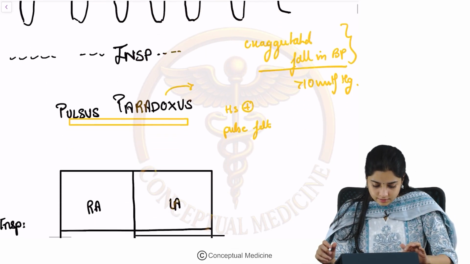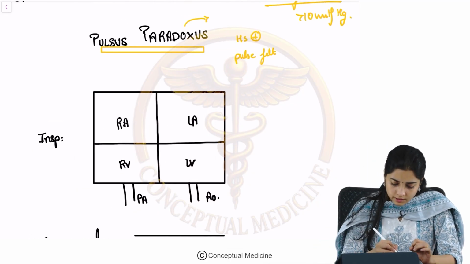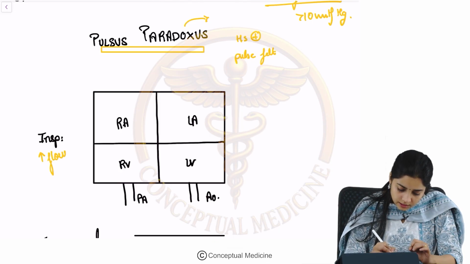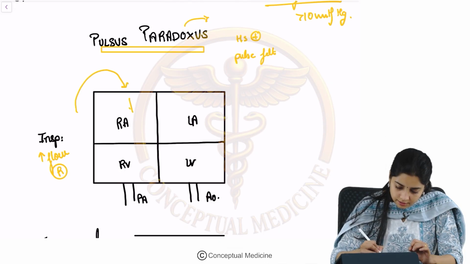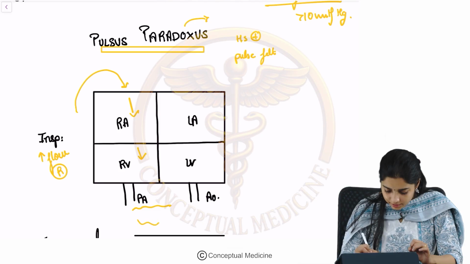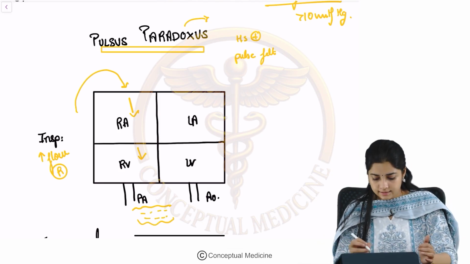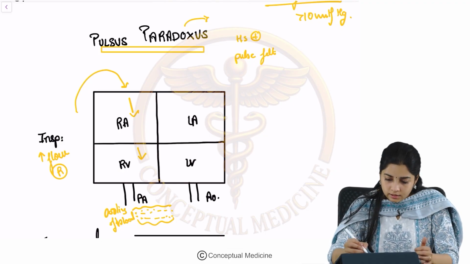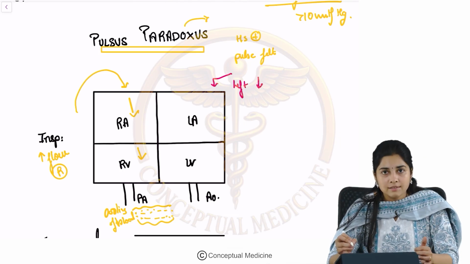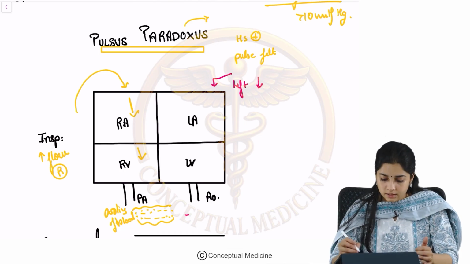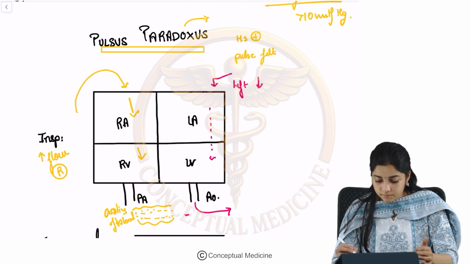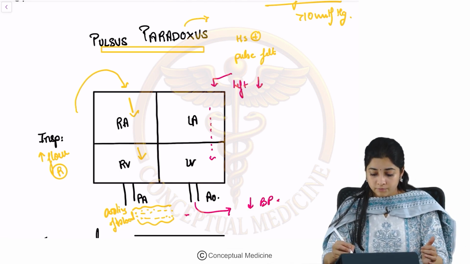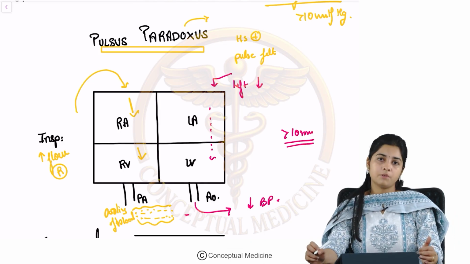Okay. So let us understand this concept better with the help of the diagram. Right. So during inspiration, there is increased flow to the right side of the heart. The blood flows through the RA, through the RV, and goes to the pulmonary arteries. But the pulmonary arteries have a lot of capacitance, they are more elastic and it causes pooling of the blood in the pulmonary arteries and the pulmonary vasculature. So if there is pooling of the blood, what happens? The flow to the left side is decreased, right? So there is a decreased flow to the LA, LV and there is a fall in the blood pressure. Okay. So when this fall is more than 10 millimeters of mercury, this is what we call a Pulsus paradoxus.